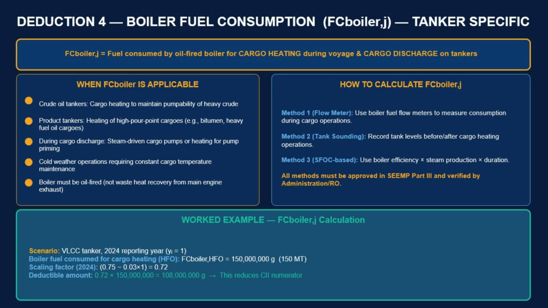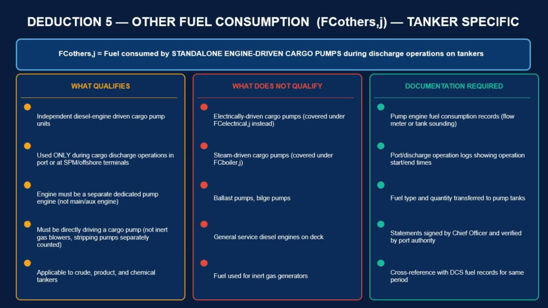Consider the example of a VLCC in 2024. Boiler fuel consumption is 150 metric tons. The scaling factor is 0.72. Therefore, the deductible quantity becomes 108 metric tons. This deduction reduces the numerator and improves CII.